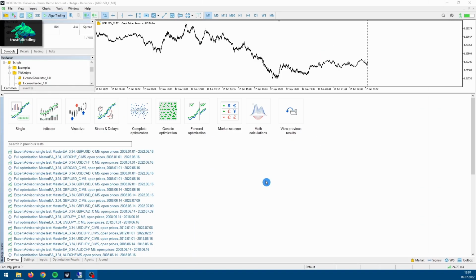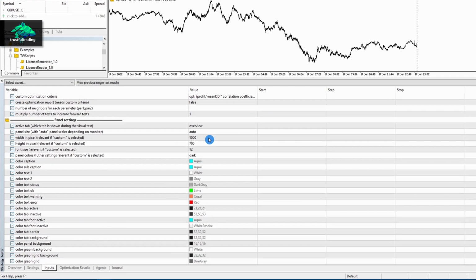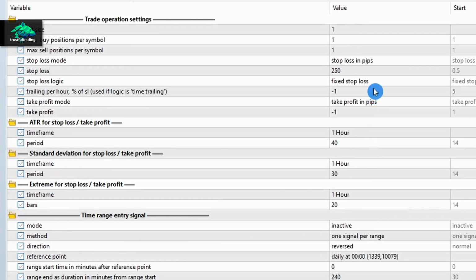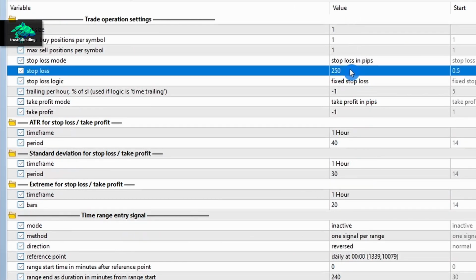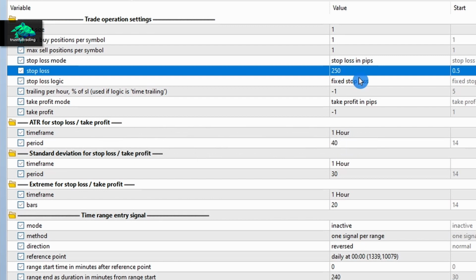Okay, so this is our MetaTrader 5 platform and here we are in the strategy tester. And now I will just show you the settings of the strategy. We go to the input tab. By the way, I will use my own EA, the master EA, for this backtest, but of course you can use any other EA for that. Okay, so let's scroll down and the first setting we need is our stop loss. I will just take a 250 pip stop loss for this strategy.